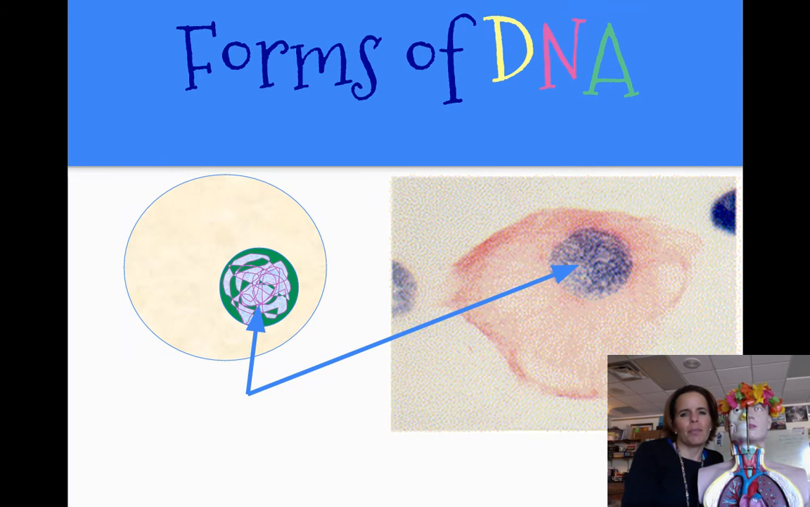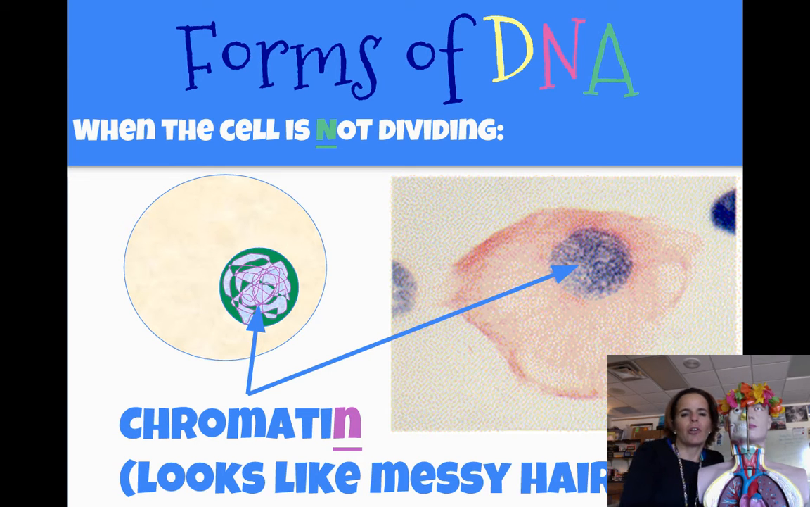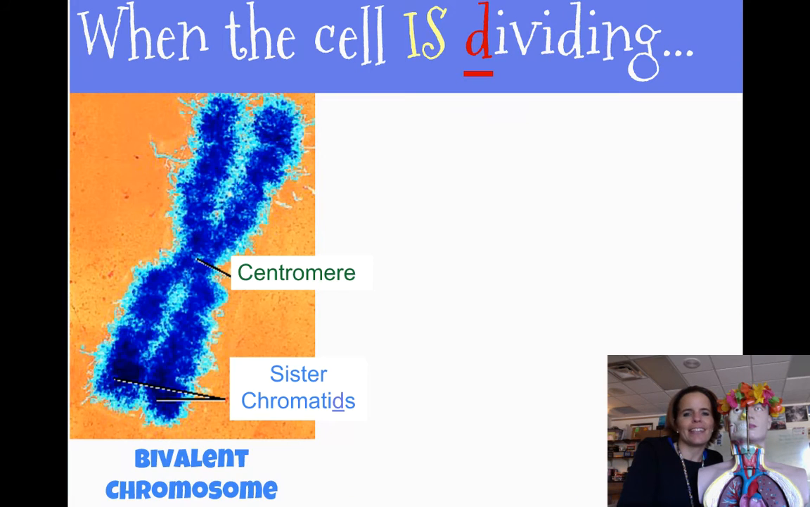In order to understand some of the cell division things that we're going to be talking about, you need to understand that there's different forms of our DNA depending on whether the cell is dividing or not. In the diagram that I have on the left, this is a cell that is not dividing, and it's a photograph under a microscope on the right. The form of the DNA in that circumstance is called chromatin. It fills up the inside of the nucleus. It's all messy. It looks like messy hair or spaghetti, is the way I sometimes describe it. And it fills up the entire nucleus. We call that form of the DNA chromatin when the cell is not dividing.